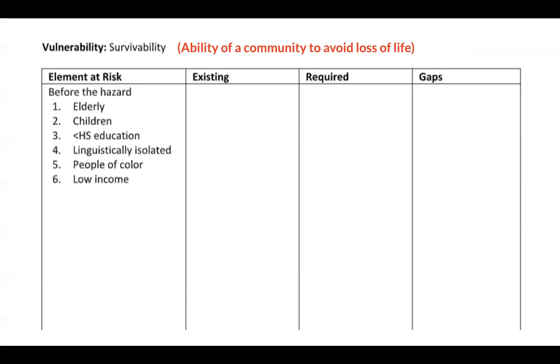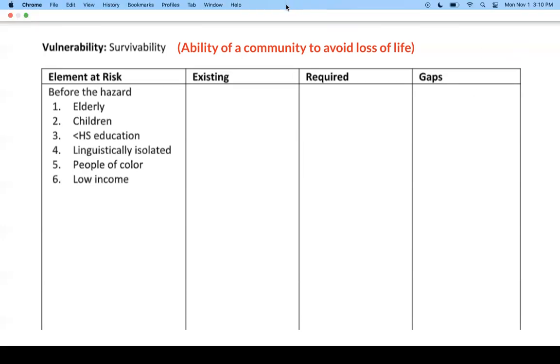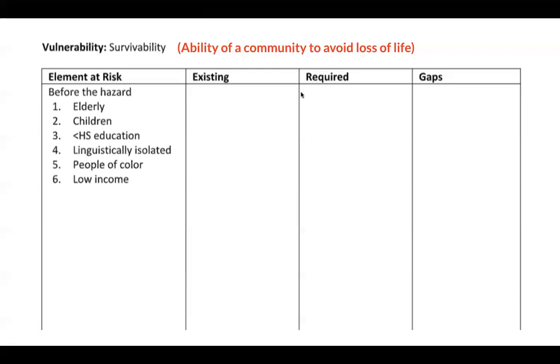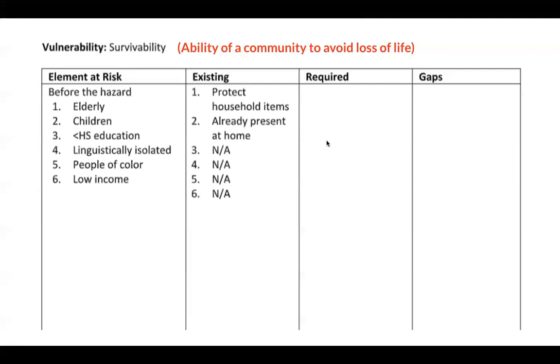Next, we'll identify each of these elements' existing capacities for survivability, or things these groups currently do that could increase their survivability. Here we have protecting household items and being already present at home. We may not have existing capacities for each group, so we'll leave the rest as not applicable.